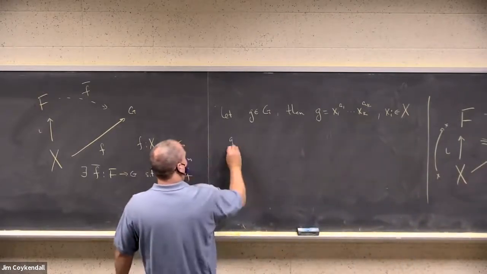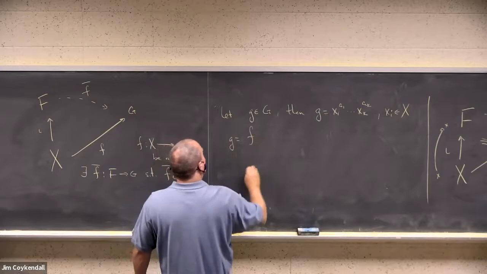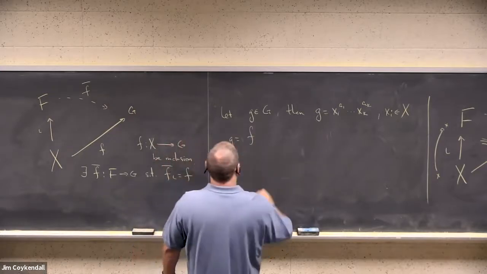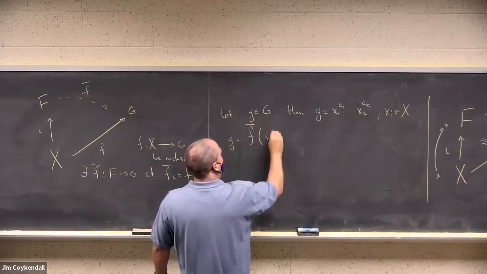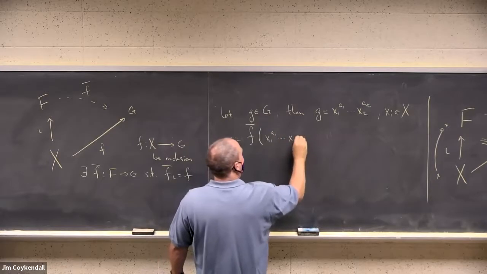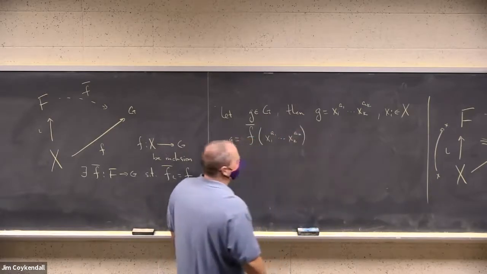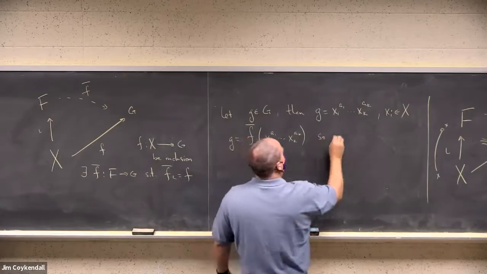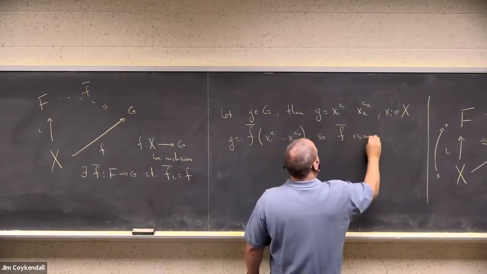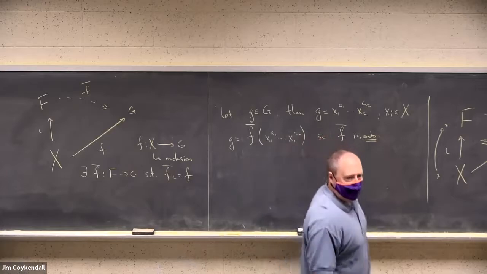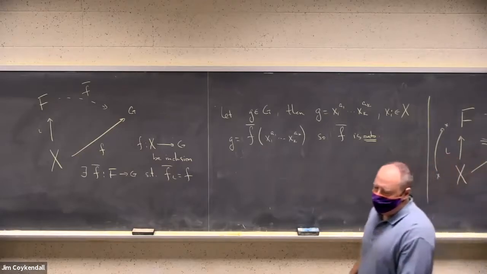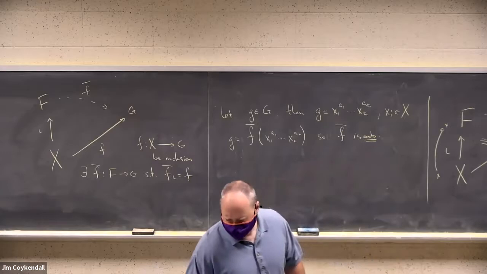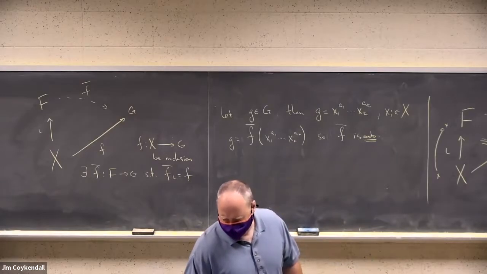Notice that G is equal to F bar of x1^a1 up to xk^ak. So there we go. This is why free groups are important, because any group is a homomorphic image, or if you like that terminology, the quotient of a free group.